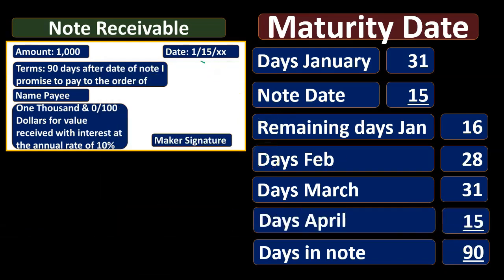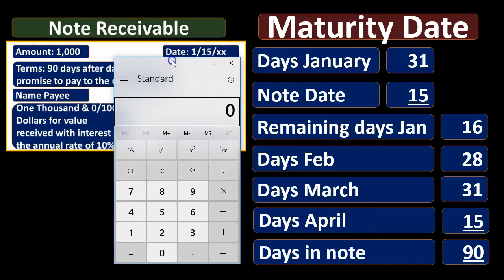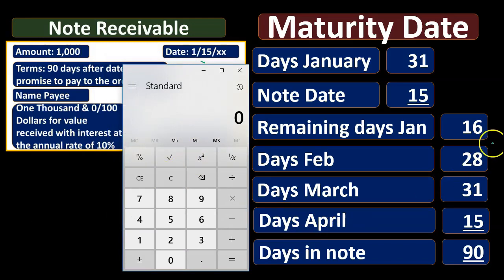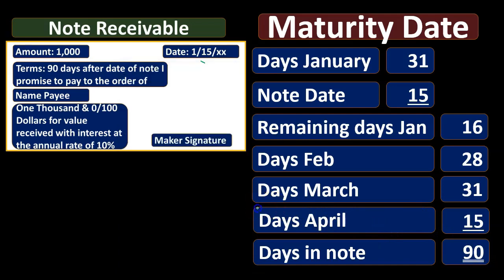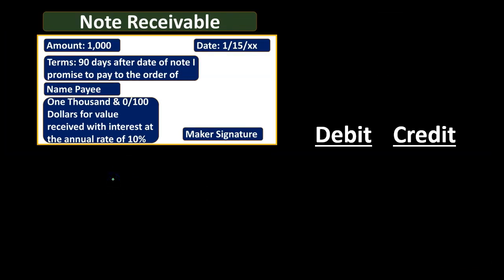So this last piece, the due date is going to be April 15th. So in other words, if we calculate this one more time, we have 16 days in January, plus 28 days in February, plus 31 days in March, plus the 15 days in April, and that gives us our 90 days. So that means the due date is going to be here on April 15th. So just be aware that due date calculation can be a little bit tricky.